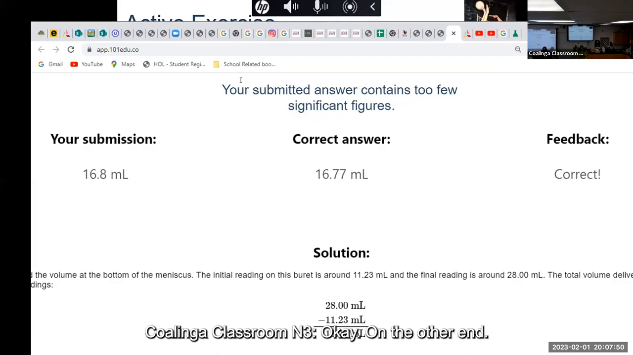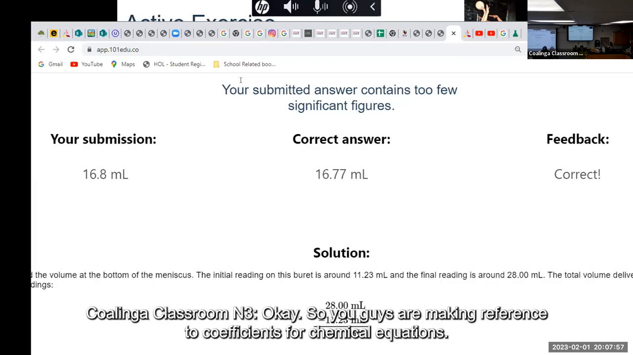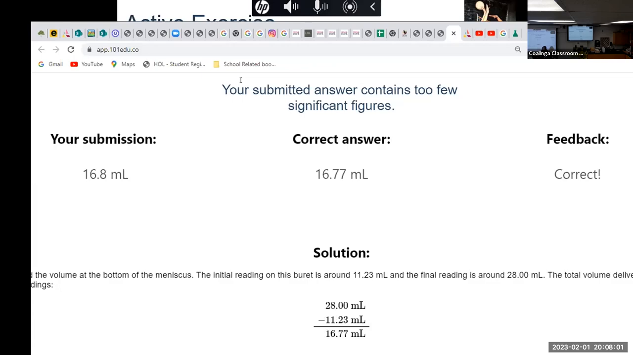Okay, on the other end, could you go over how to find coefficients? Okay, so you guys are making reference to coefficients for chemical equations.